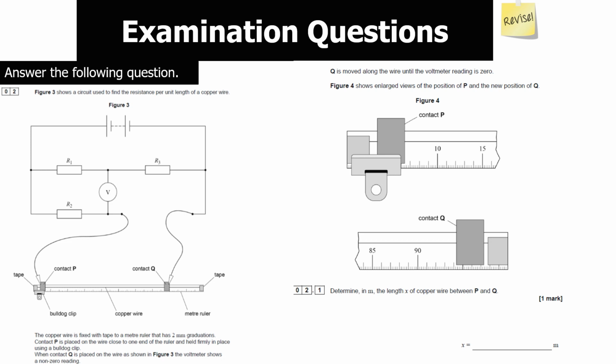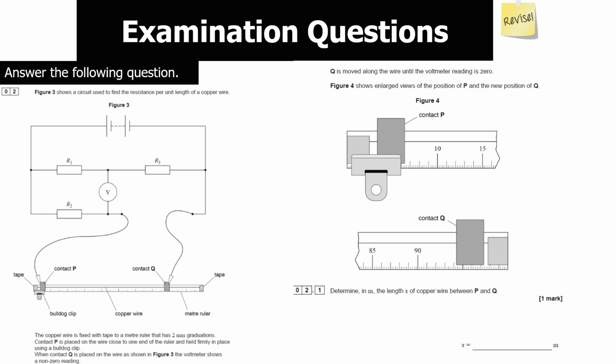The next question says, Figure 3 shows a circuit used to find the resistance per unit length of a copper wire. The copper wire is fixed with tape to a meter ruler that has 2mm graduations. Contact P is placed on the wire close to one end of the ruler and held firmly in place using a bulldog clip. When contact Q is placed on the wire as shown in Figure 3, the voltmeter shows a non-zero reading. Q is moved along the wire until the voltmeter reading is 0.